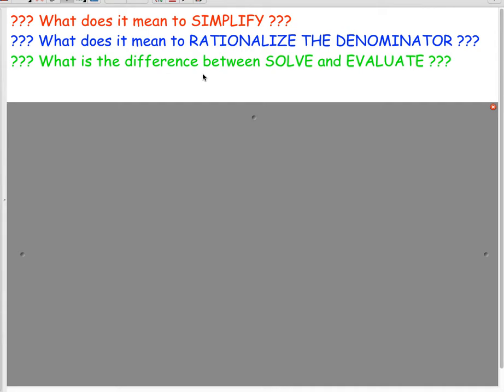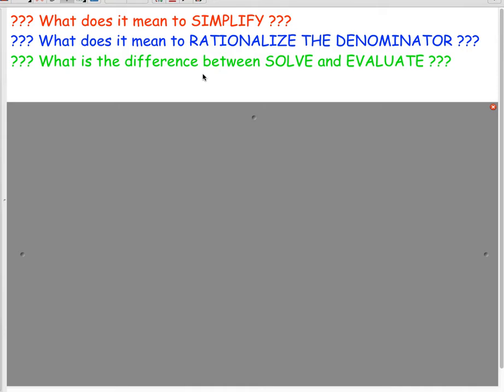Simplify can mean actually several things. It could mean get rid of the parentheses. It could mean reduce and cancel terms. You're not actually solving for anything. Nothing equals anything. When you simplify something, you're stating it in a different form. When you're actually solving for something, you're figuring out an answer, a solution. You're finding out what X means.